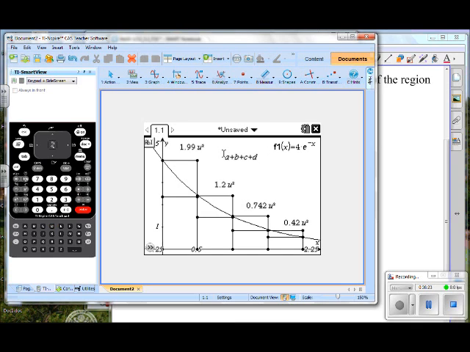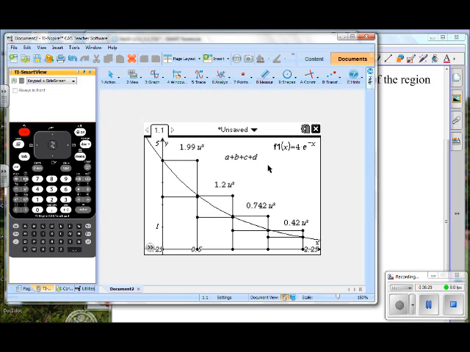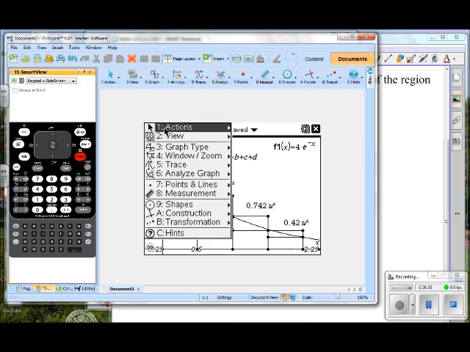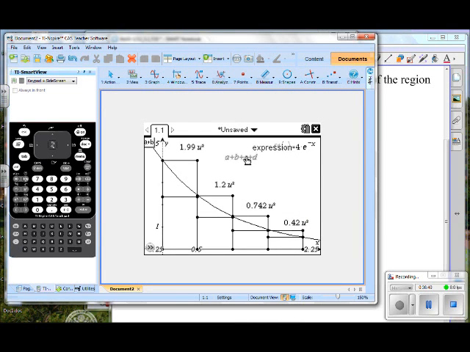And press enter. Now I need to use that expression to pull these values together. So I take menu, actions, and I do calculate, and when I point to the expression, it's going to ask me what is the value A. I point to each of these areas in turn, and I get an area of 435.